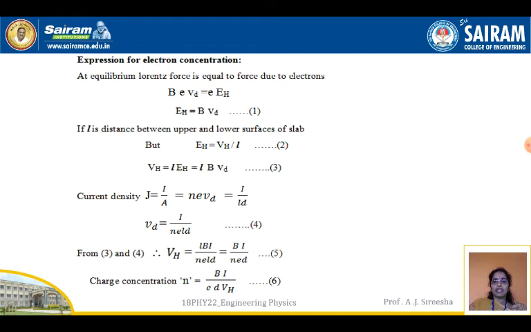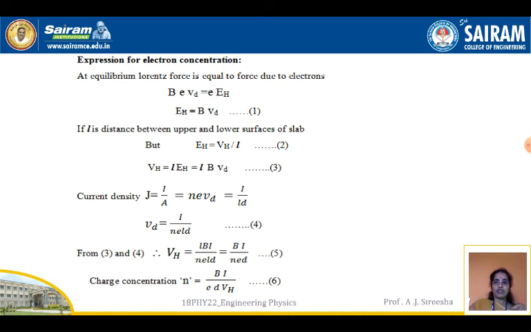But EH is equal to V by L. Previously I told you the relation between the electric field and the potential: V is equal to E into D. Here, rearranging the terms, EH is equal to VH by L, equation 2. So VH is equal to L into EH, and also we know that VH is equal to L into B into VD.